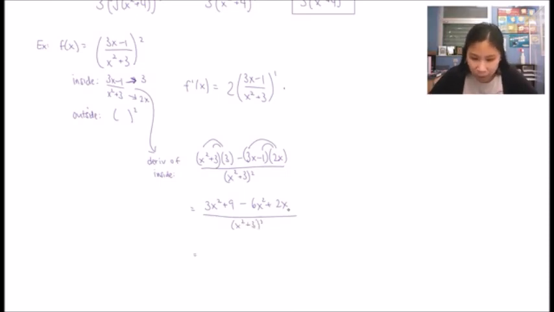So on top I can combine like terms together to get negative 3x squared plus 2x plus 9. Okay, so that's going to be the derivative of the inside that gets multiplied with my chain rule.